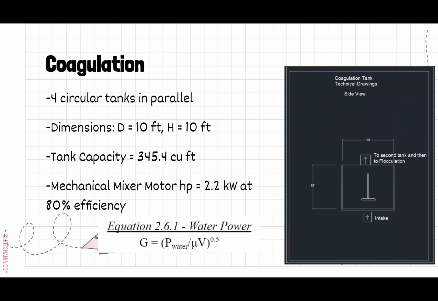So for our design, we have 4 circular tanks positioned in parallel, with the dimensions of each tank being 10 feet high with a 10-foot diameter. The capacity of each tank is 345.4 cubic feet. We use equation 2.6.1 to find the water power and help us select a motor of 2.2 kilowatts at 80% efficiency. On the right is a side view of one of the tanks, showing the inflow at the bottom and the outflow coming out of the top. Next, I'll hand it over to Tiffany to talk about flocculation.